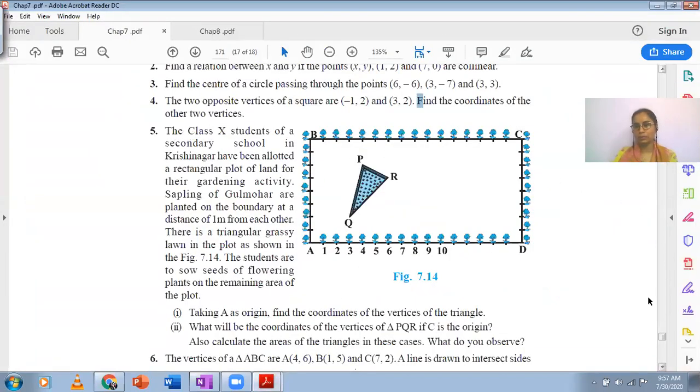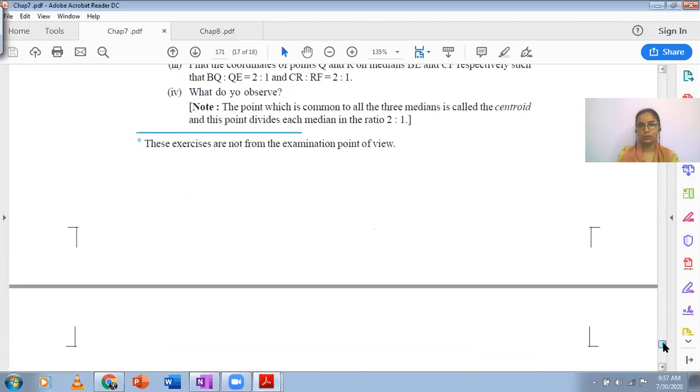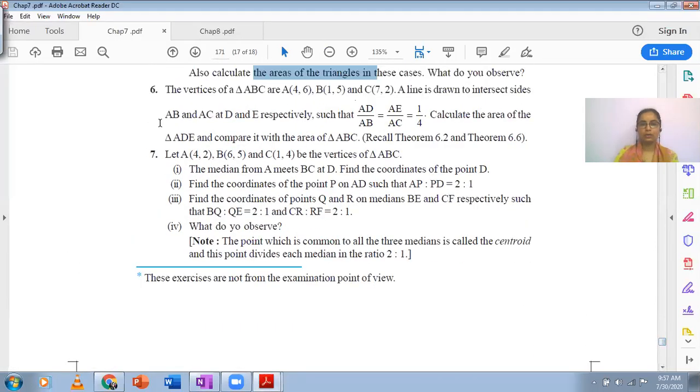This is not to be done because it is about calculating the areas of triangles. Although you can work with the first part, find the coordinates of the vertices of the triangle. So we are not taking that right now. Now, question number 6 also is about area of triangle and it uses some theorems of chapter 6, which we haven't done yet. Question number 7th is the one which we can do.